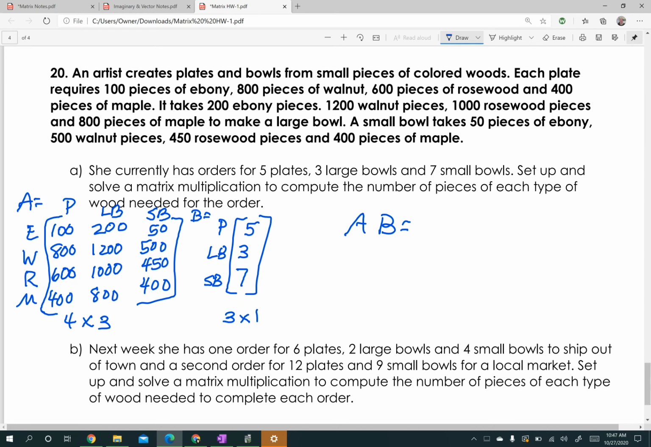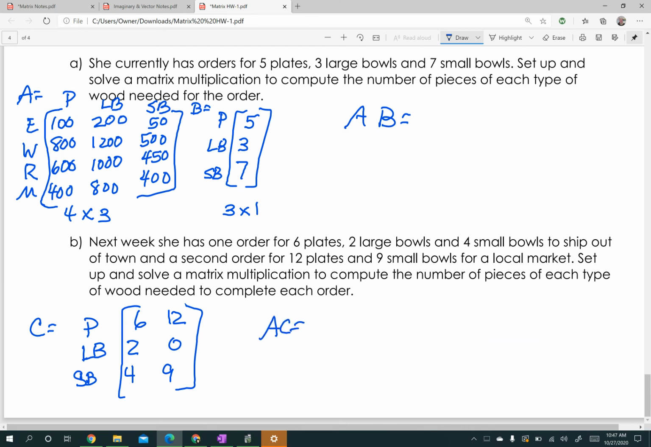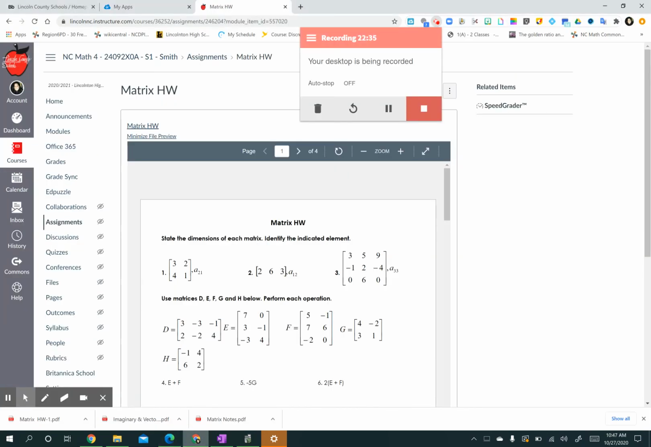Now down here it says next week she has one order for 6 plates, 2 large bowls, and 4 small bowls, and a second order for 12 plates and 9 small bowls. So I could take this matrix C, right, and I could do AC to get the answer here. And so that's what I would do to solve this. So I just wanted to show you how to set up a matrix, basically, because this is week 1 and this is week 2, and then labeling the parts for what you need to do in order to solve these matrices.